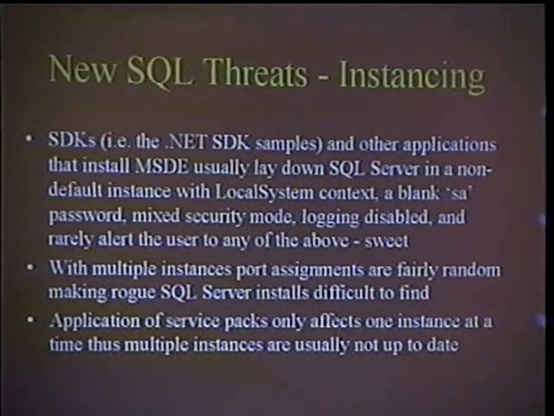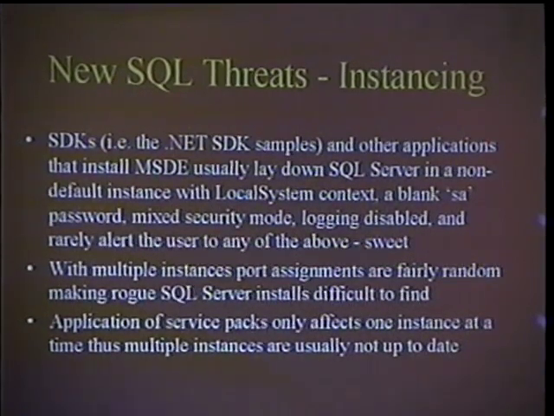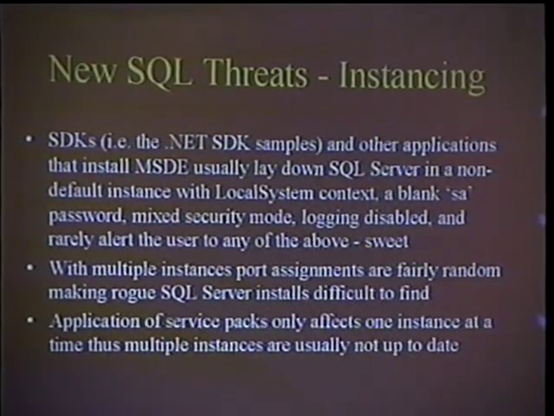The port assignments are fairly random, so if you just do a quick TCP sweep for 1433, you can't rely on that anymore, because when you get a multiple instance, it's going to see that 1433 is already used. It's going to go get another port. What it is could be anything. So it's not good enough anymore just to do a sweep for TCP 1433 to find SQL servers. Those days are over.